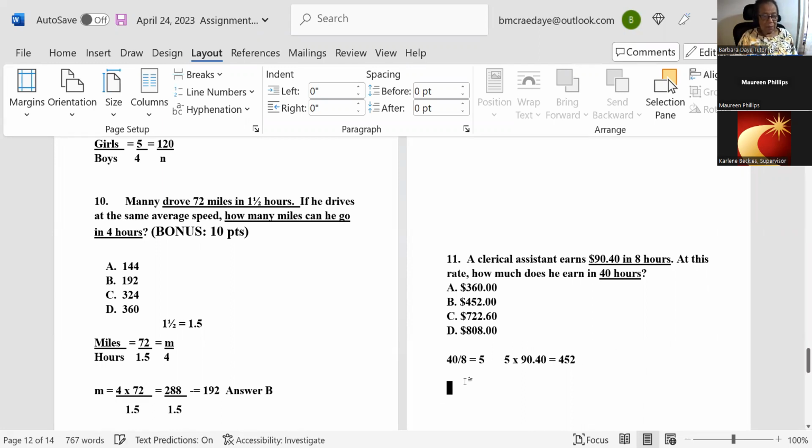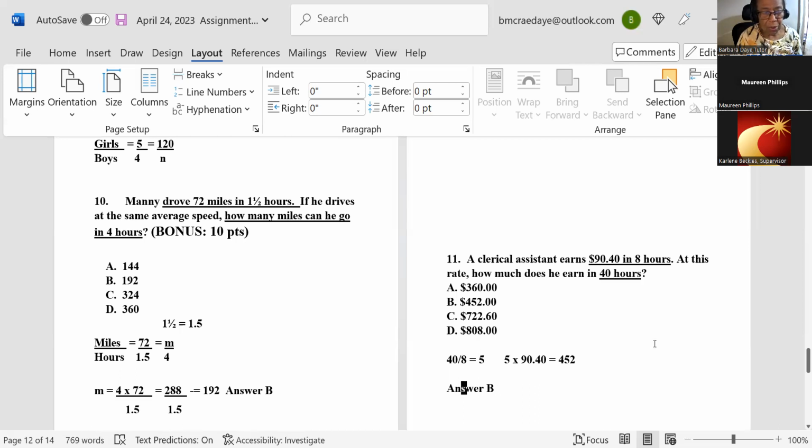Answer B. Or you could set it up as a ratio, but when you see something that's related like this, then it's easier just to say my 40 hours is 5 times bigger than my 8. So what the clerical assistant earned is 5 times bigger than the $90.40. Got it?